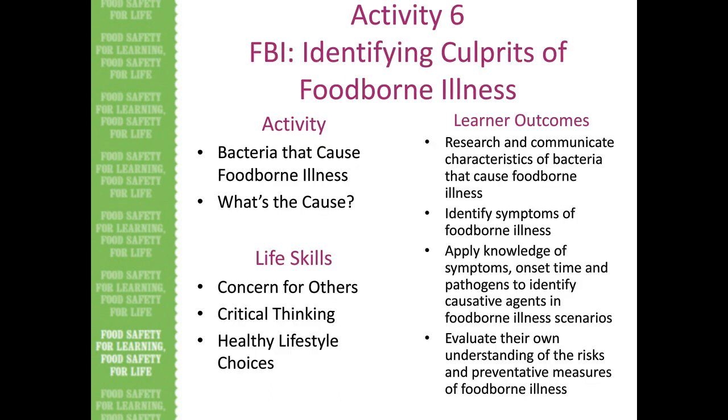Activity 6 begins to help students understand common pathogens, what those pathogens' typical sources are, what the symptoms look like, and what the onset time is. And so they'll do some research on a number of pathogens using the Bad Bug book that the FDA maintains online. And then they will work through a series of problem scenarios.